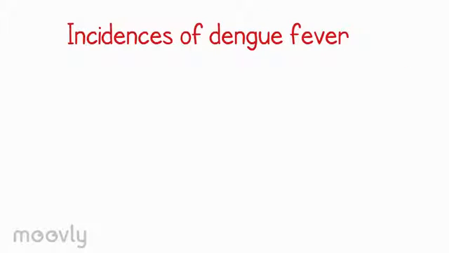Incidences: 50 to 100 million dengue fever infections per year globally, 0.5 million cases of severe dengue, dengue hemorrhagic fever or dengue shock syndrome, 100 to 200 cases annually in the US. And finally, the average case fatality is 5%.